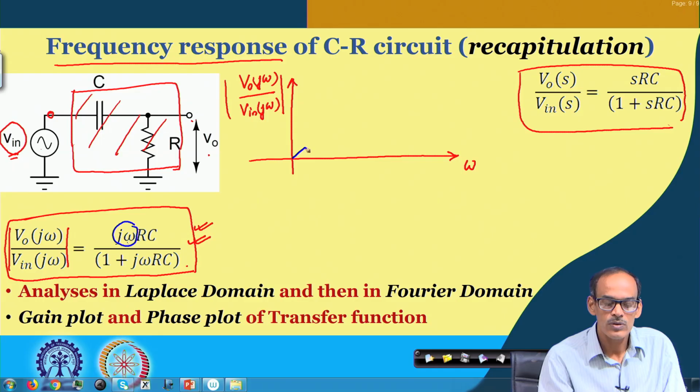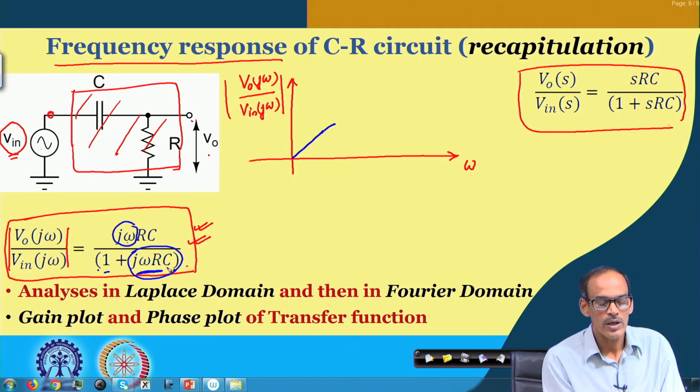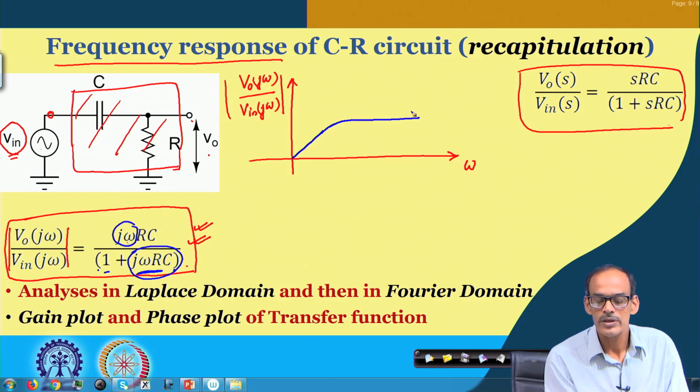And then as you go higher and higher, probably this part becomes prominent compared to 1, and beyond some frequency this part becomes dominant over this one. Whenever the j omega R C part is dominant over 1, the whole ratio becomes 1. So, in other words, beyond some frequency it becomes 1.